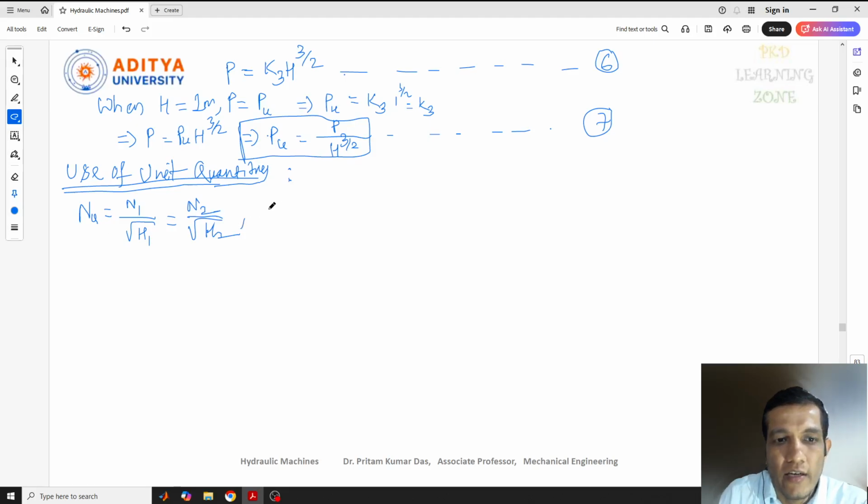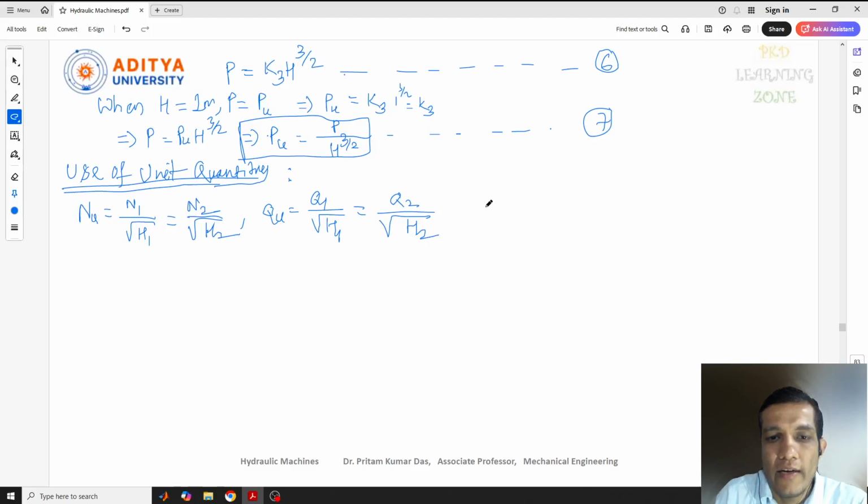Similarly, for the unit discharge I can write Q1 by root over H1 equal to Q2 divided by root over H2. Here also, Q1 and Q2 are the discharges of the turbine under different heads. The last one is PU. I can write P1 by H1 to the power 3 by 2, and for the other turbine with a different head, P2 by H2 to the power 3 by 2.